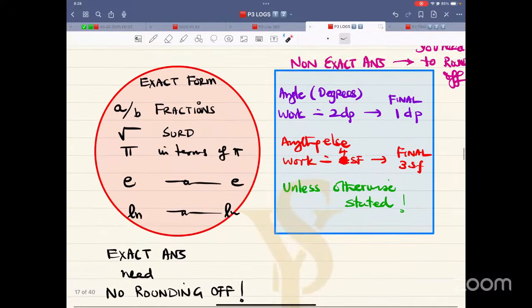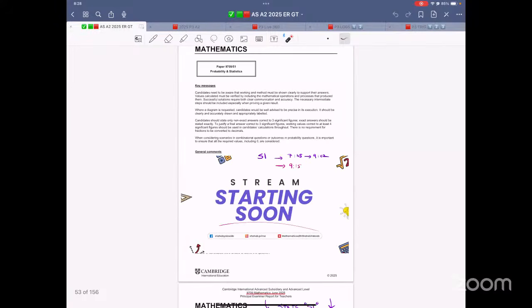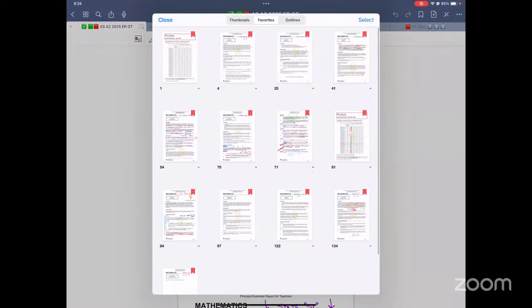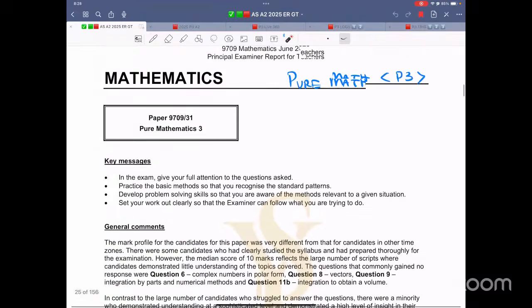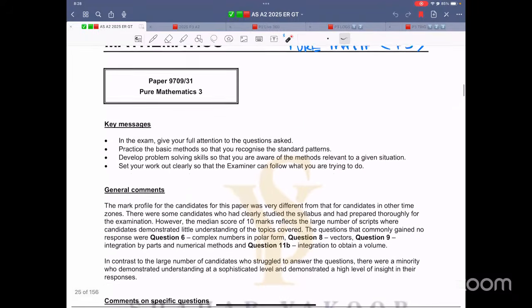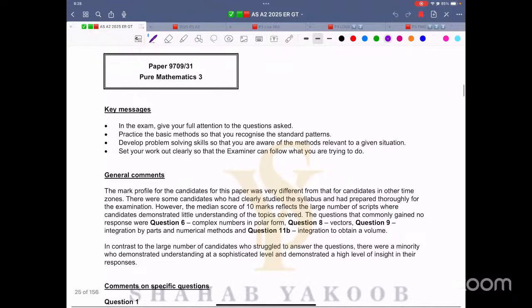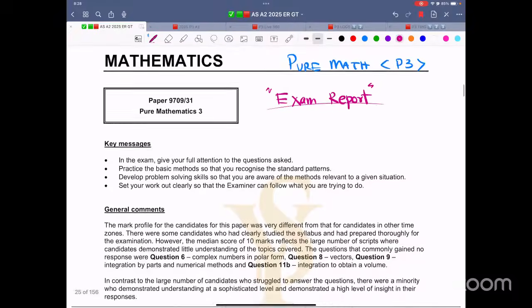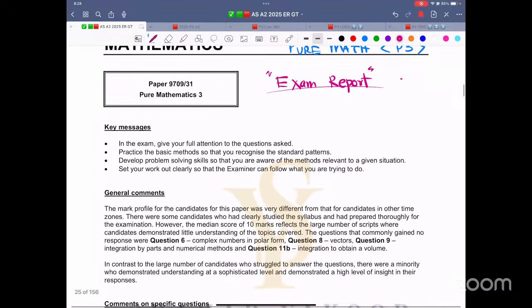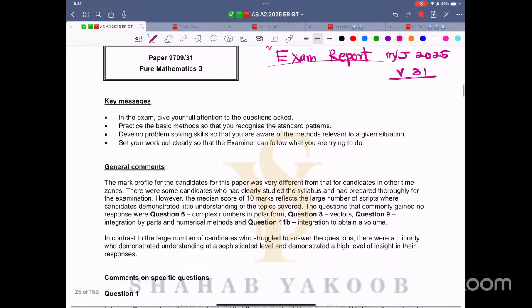Now, this is something related to the exam report. Let me just go over here. 1, 2, and 3, that is mechanics. This is for June 2025. And let me focus on the exam report. I'll be reading one or two exam reports, let's say one from June, one from November. So this is May, June 2025, variant 31. And then I'll be looking at some other ones also.